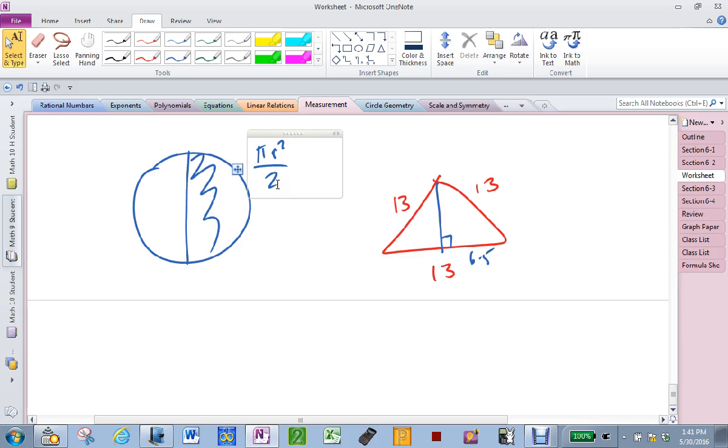Have we done area of a triangle? Yep. Have we done Pythagoras? Yep. Have we done area of a circle? Yep. Have we done circumference of a circle? Yep. Have we done area of a rectangle? Yep. Have we done area of a parallelogram? Yep. It was all there, wasn't it?